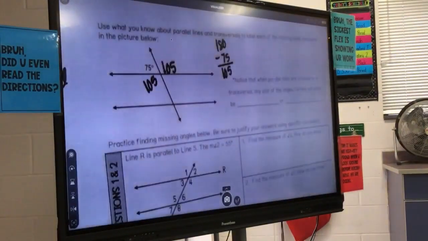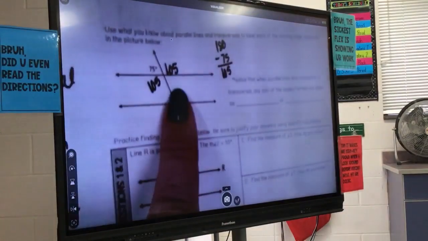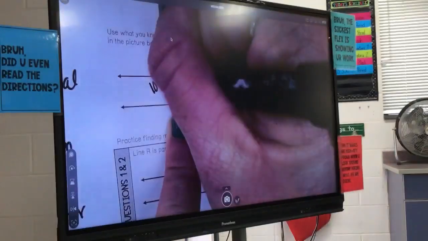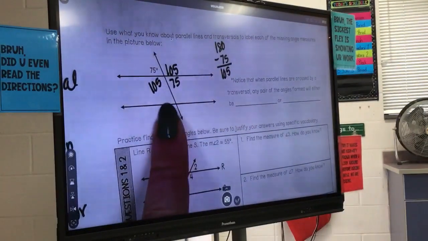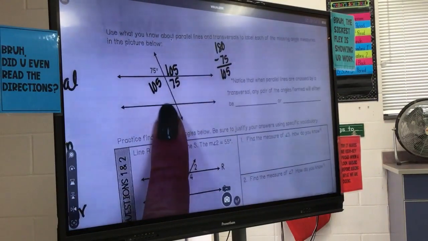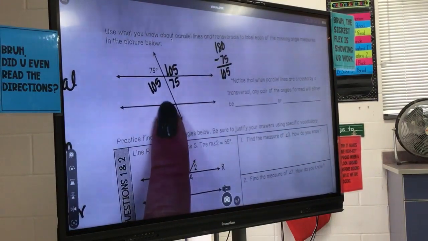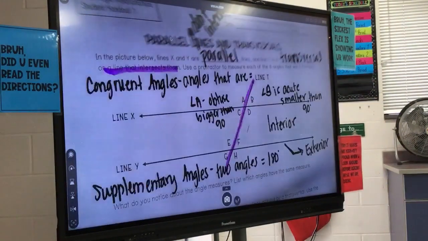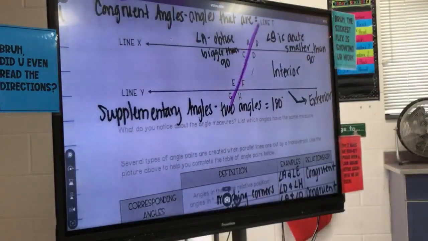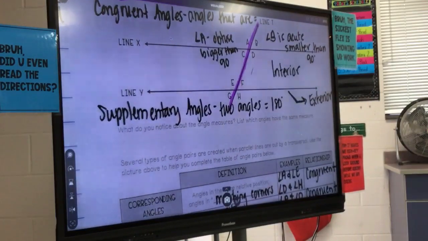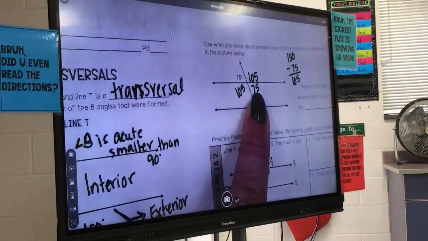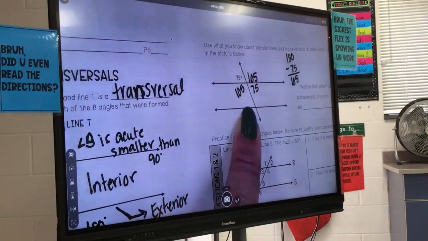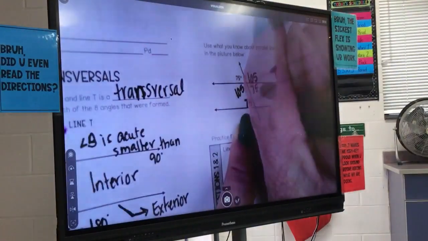So then if that is 105, what do we know about this angle right here? 75. What do we know about the angle that's going to go there? Careful with this one. The angle that goes here. These are interior what? Look at all the vocabulary we just did. So they're inside. So they're either alternate interior angles or same side interior angles. So which one are they? Same side. This side and that side are not the same side, right? So then they're alternate. So this is going to be 75. That's going to be 75.